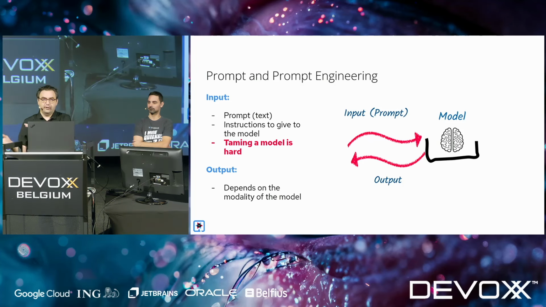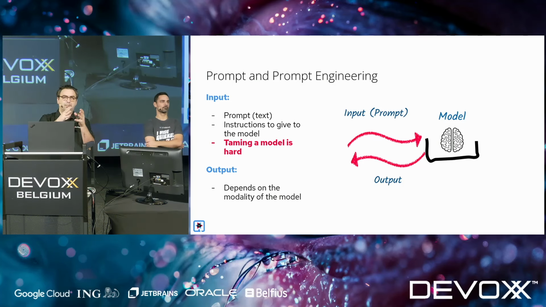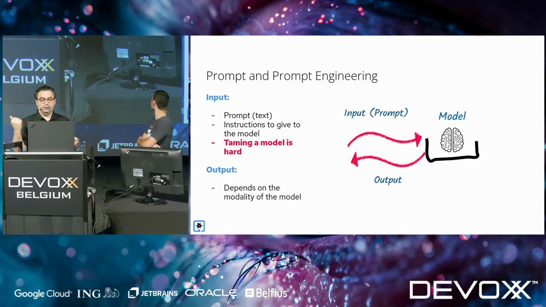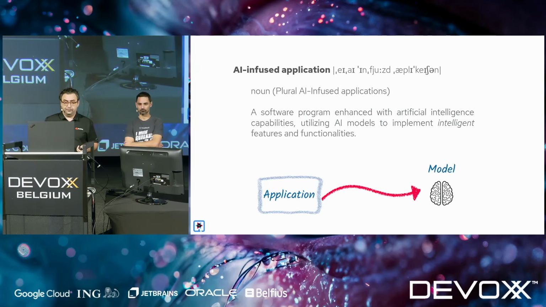So it's not an API. It's something way more fuzzy than this. And there is some implicit relationship between your prompt and the model. The output of the model, the prediction, depends on the modality of the model. We will see that. It can be text, it can be images, it can be sound, videos, whatever.